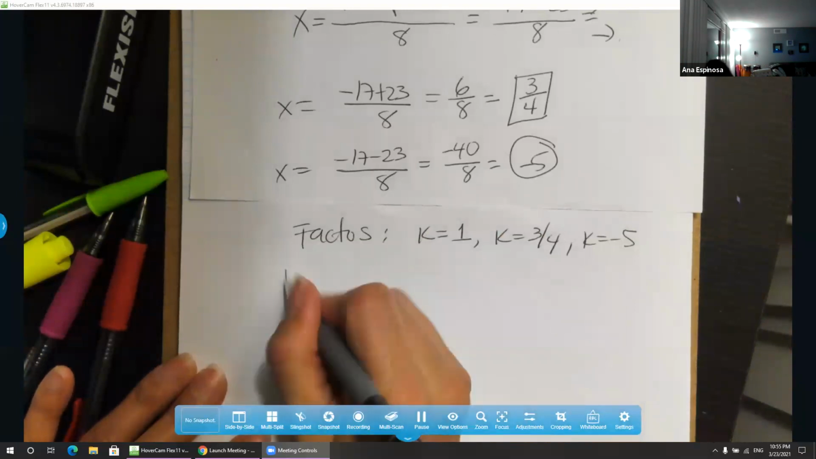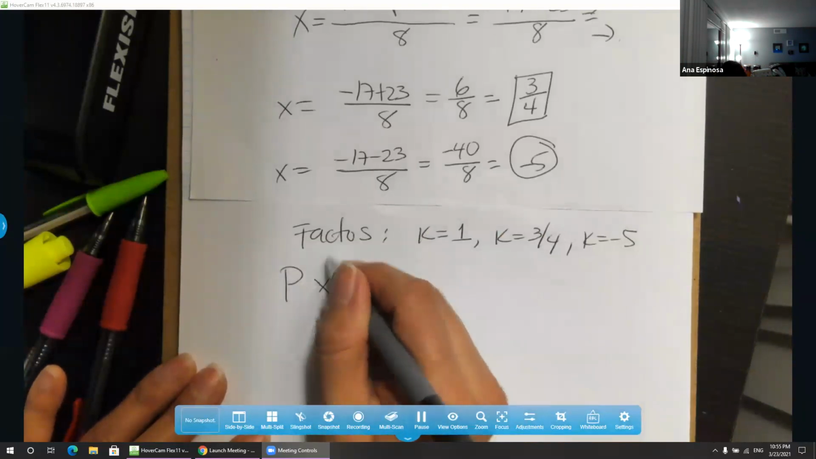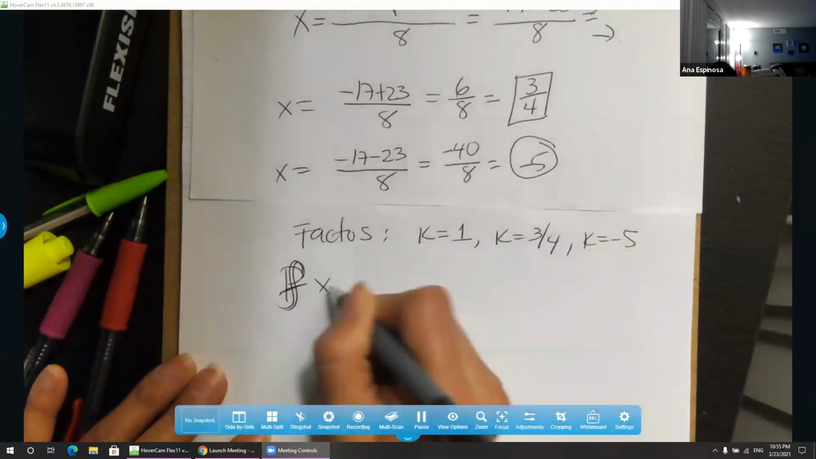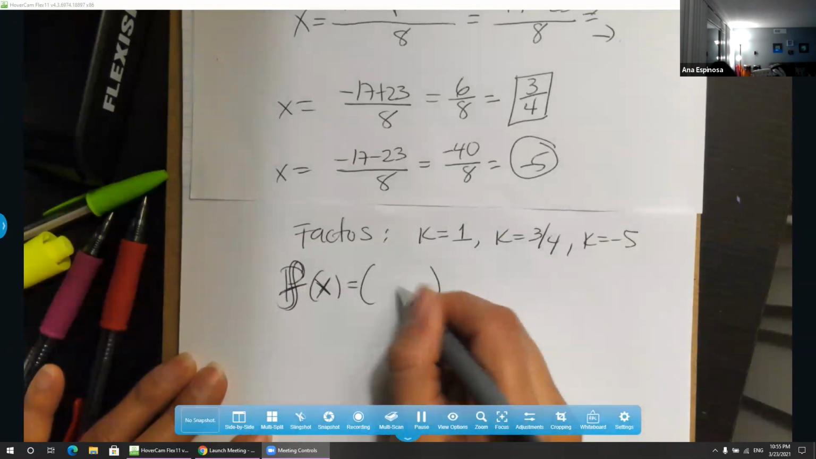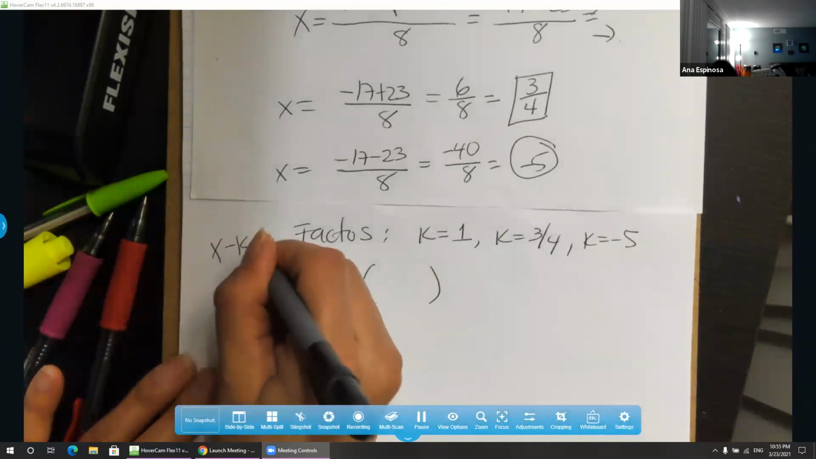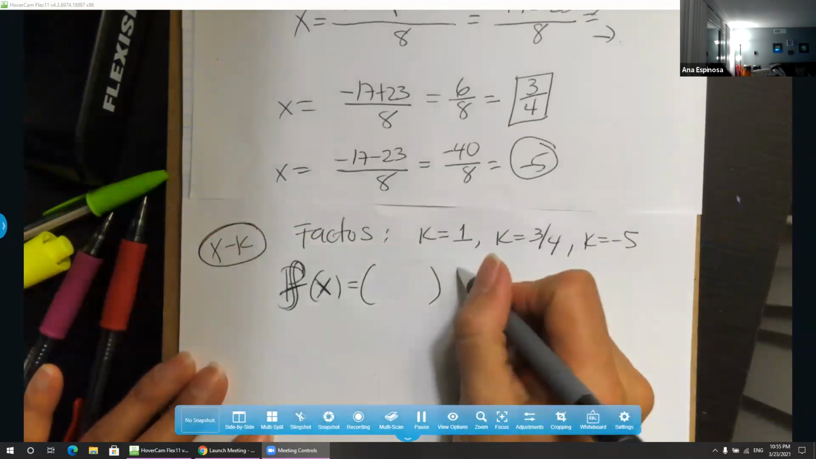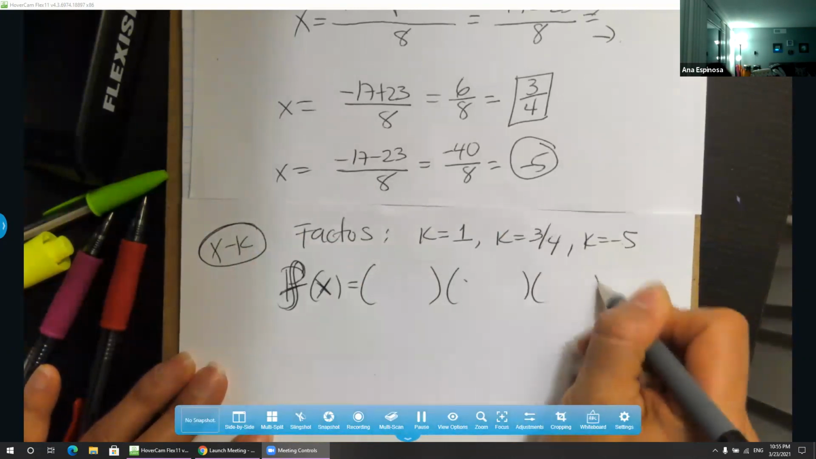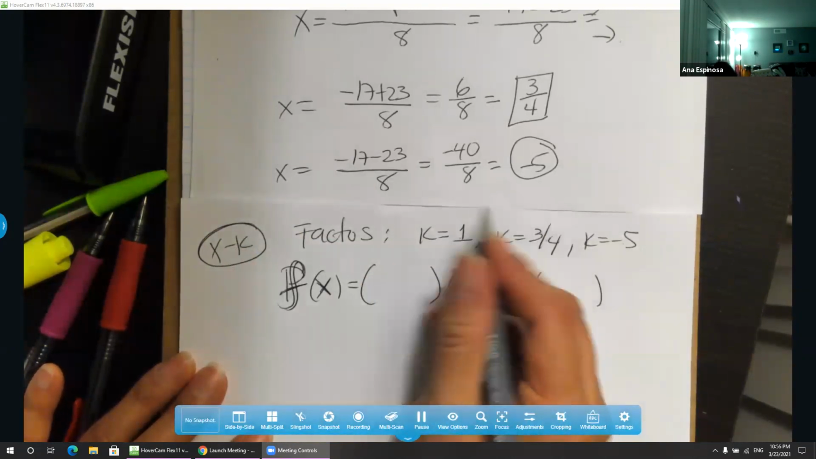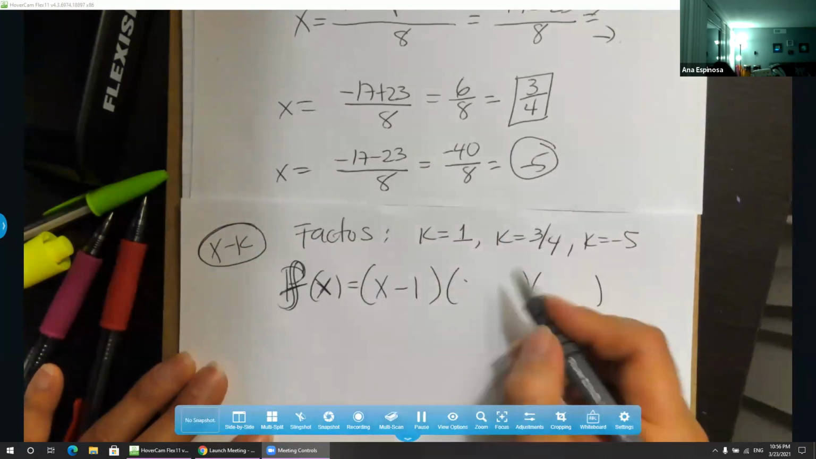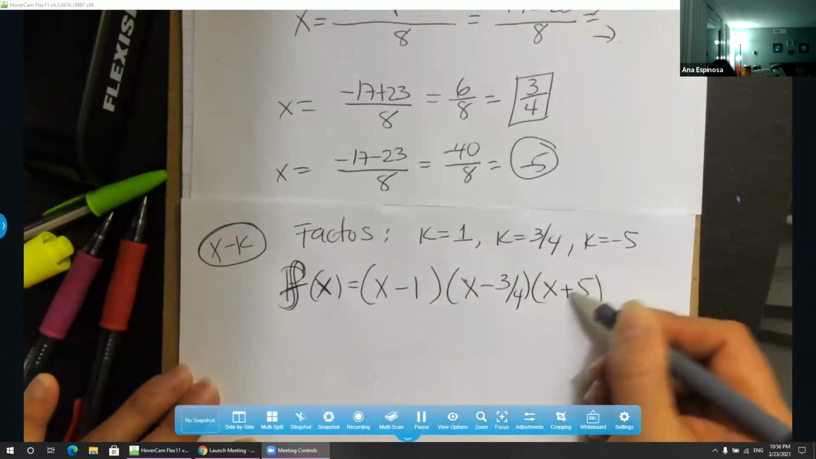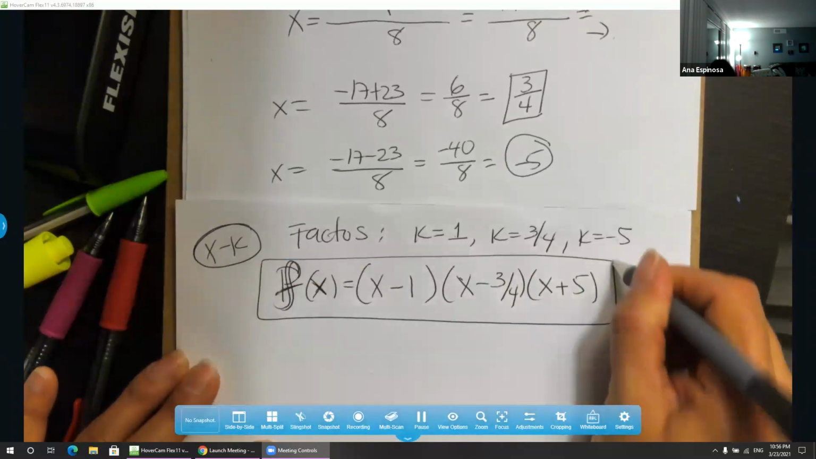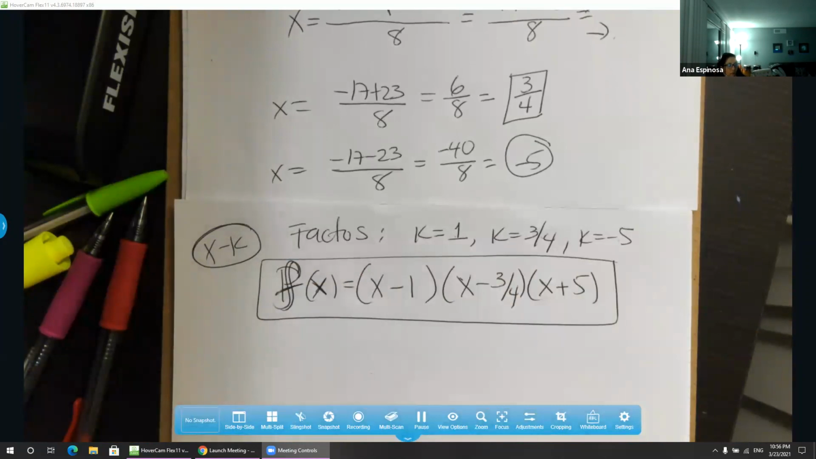So your factors are going to be p of x, f of x, I'm sorry. They gave you f of x. You're going to write them in the form x minus the number, so x minus k form. There's 3 of those, so you should have 3. So it is x minus 1, x minus 3/4, x plus 5, because it's a double negative. These are now factors, and now you have answered the question completely.